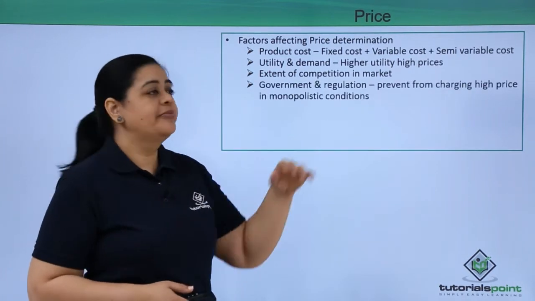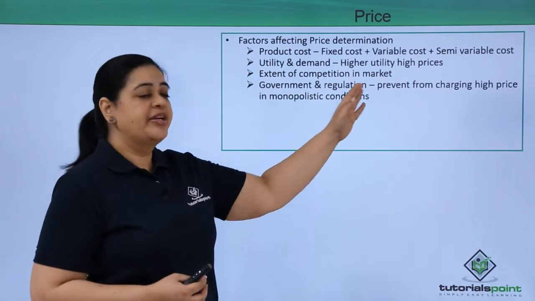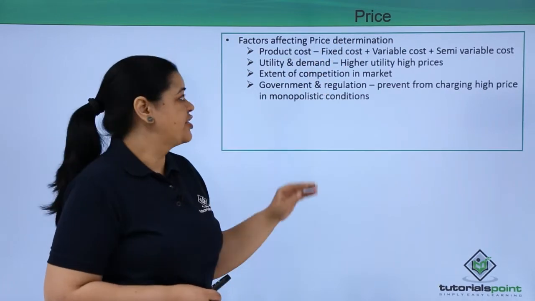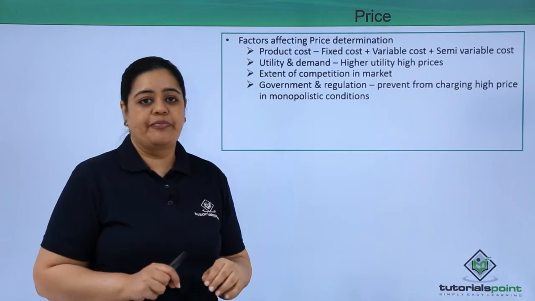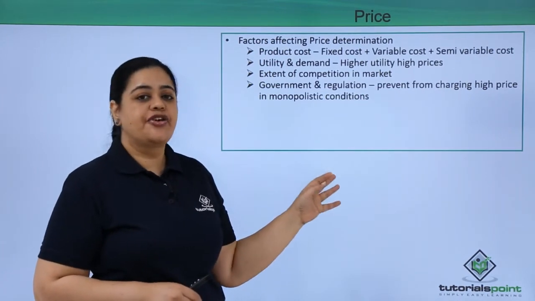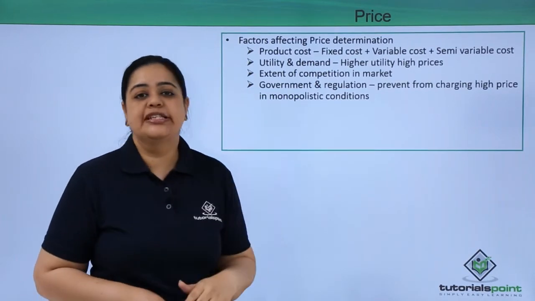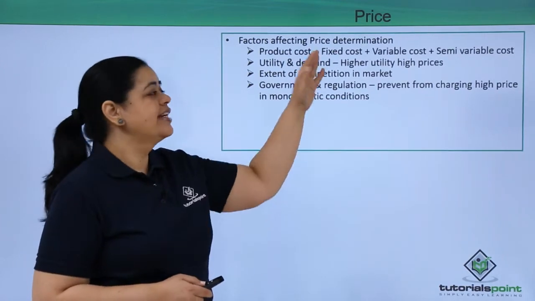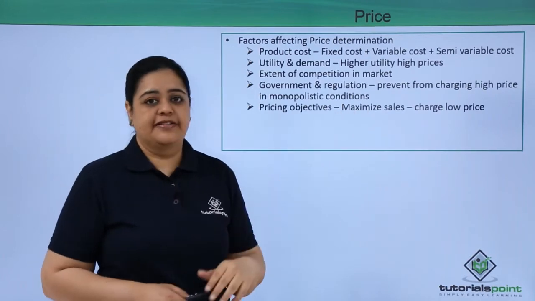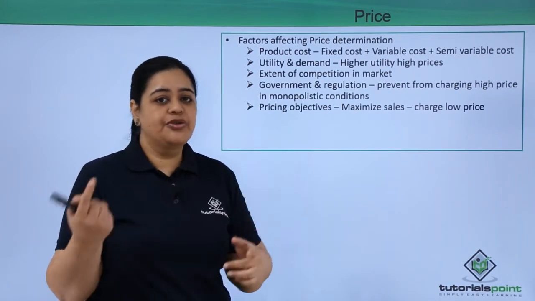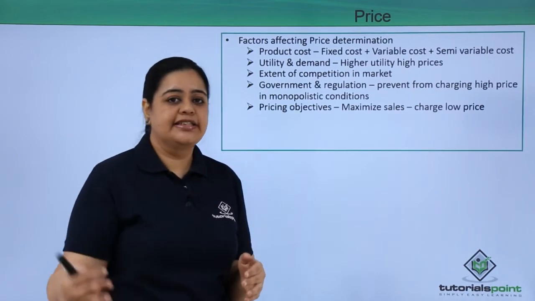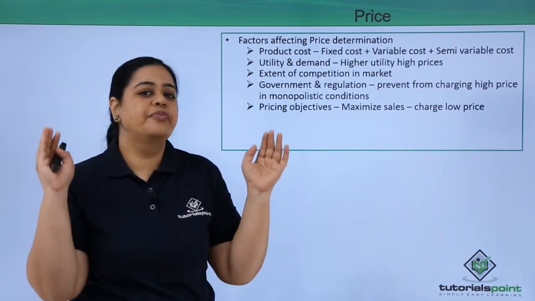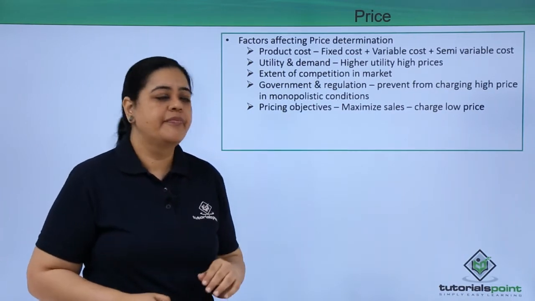Then come the government regulations. The government and the regulations which are prevalent in your industry, in your market, will affect the price determination. How? I gave you an example, medical equipment. The government has policies wherein they will ensure that high prices are not charged in monopolistic conditions. They set out those regulations, and because of those regulations you cannot charge a high price. So even that determines your price. What are the objectives? You want to maximize sales, which I told you already. If you want to reach the mass customers, then you need to charge a low price. If you want to keep your product for premium customers, then you can charge a higher price.